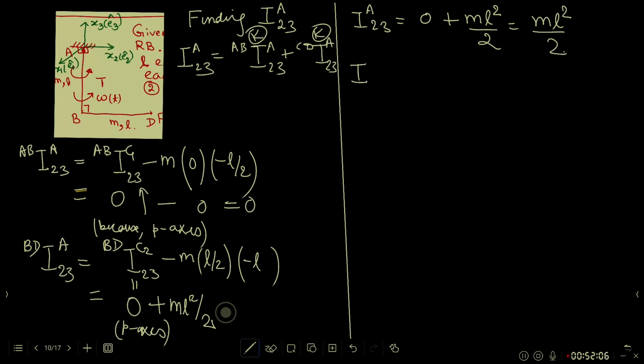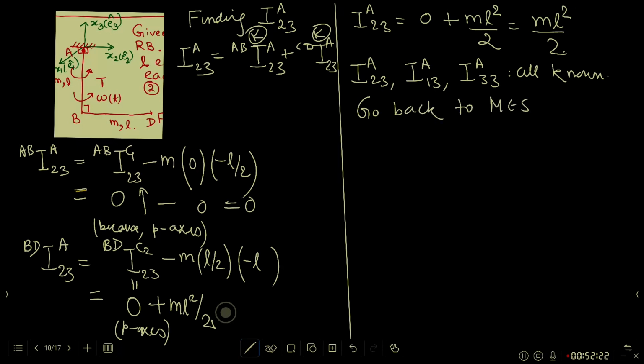Go back to MESA V2 which I left here, this equation. Let me call it star. So in the star equation, the right hand side has IA13, IA23, etc.